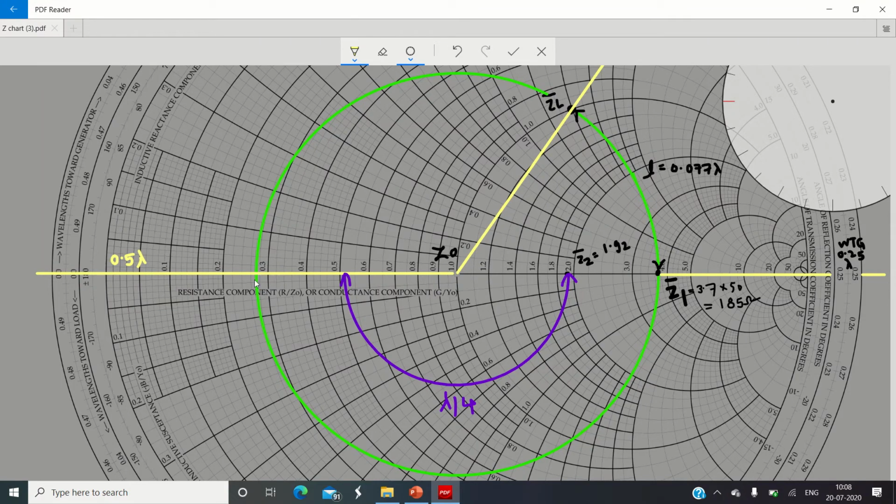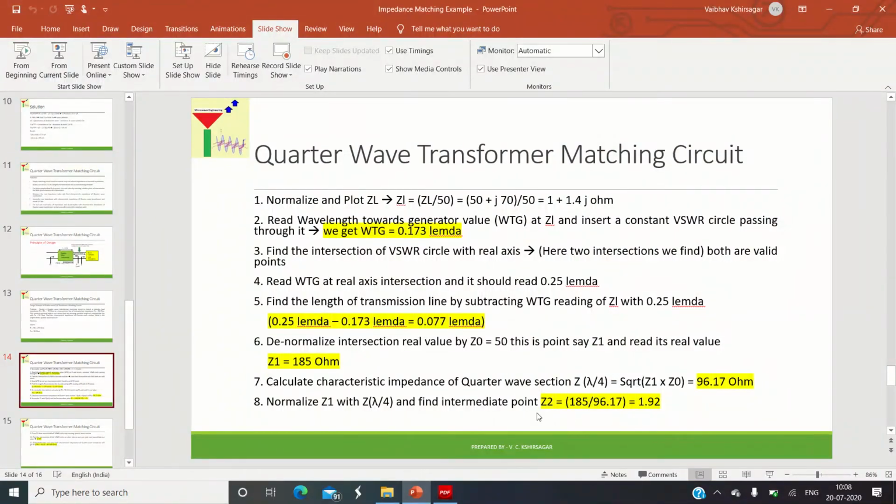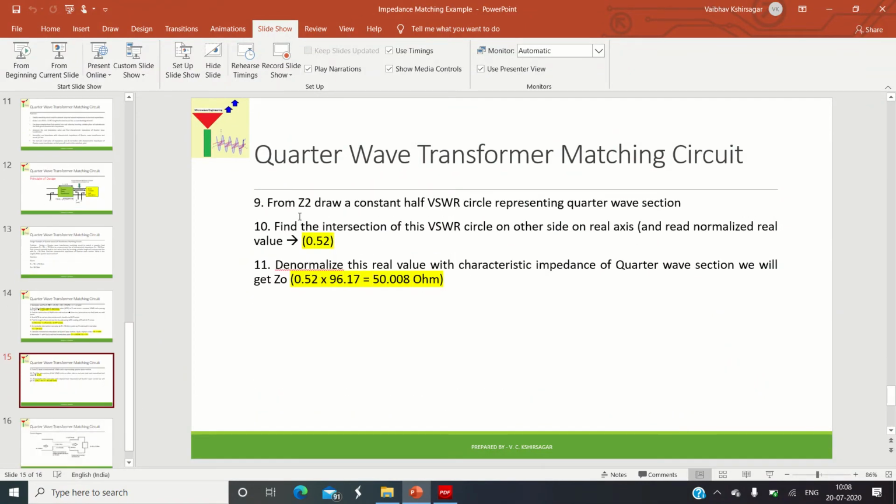So the left hand side real axis is representing 0.5 WTG. So you have moved from this point to this point by inserting a transmission line, right? So you intersect on the real axis somewhere here. Okay, so come to the Smith chart in the PowerPoint. The next point, from Z2, draw a constant VSWR circle representing a quarter section.